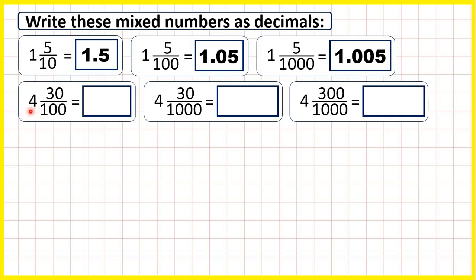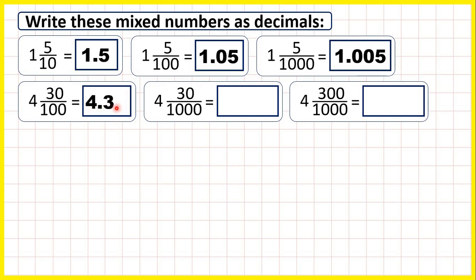Now these are slightly different. We have 4 and 30/100. The denominator of 100 tells us that we need 2 digits after the decimal point, so that's 4.30, with the 3 being pushed over into the tenths column because the denominator of 100 tells us that we can't go beyond the hundredths place value. But 4.30 is the same as 4.3.